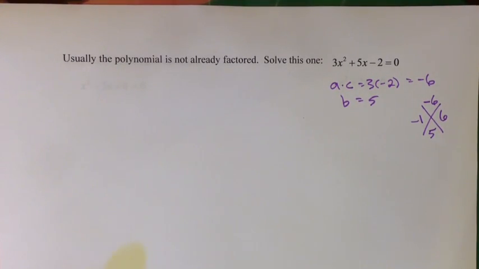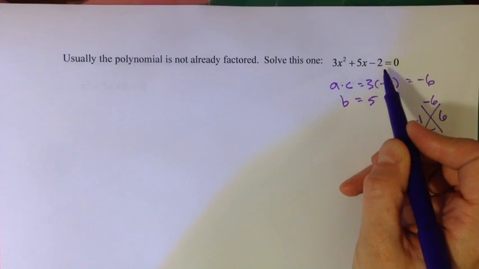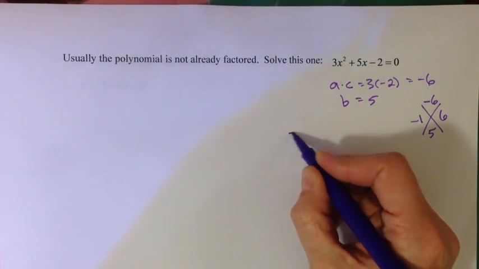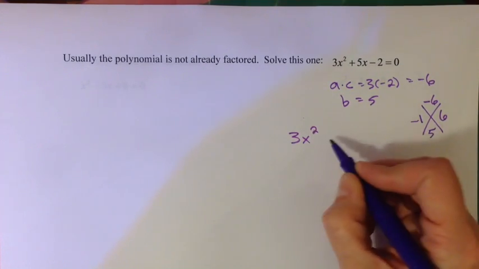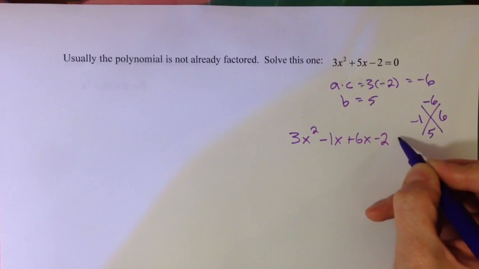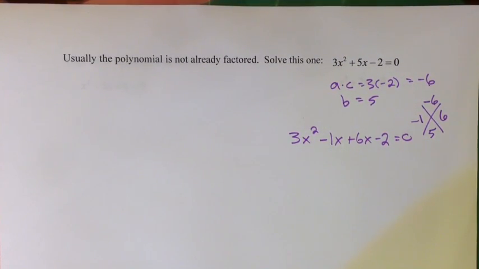Back to the factoring. Now that I have my two numbers, I'm going to take my 3x squared plus 5x minus 2 and use these two numbers to split up the middle term, making it 3x squared minus 1x plus 6x minus 2. And I'm going to go ahead and continue writing equals 0 off to the side so that I don't forget that this is an equation that I ultimately want to get an answer to.